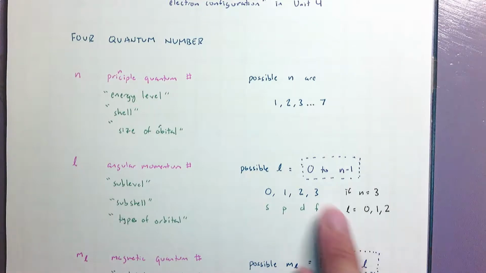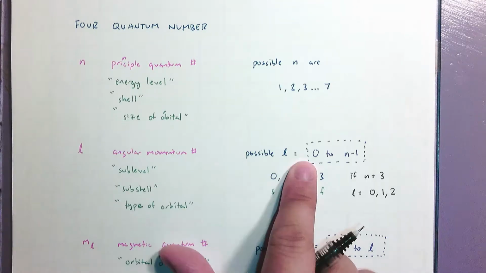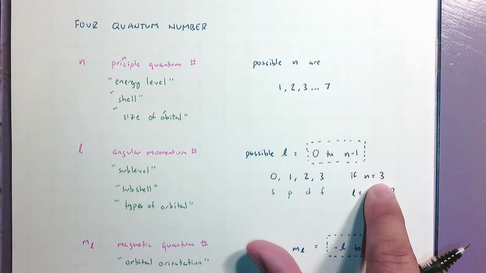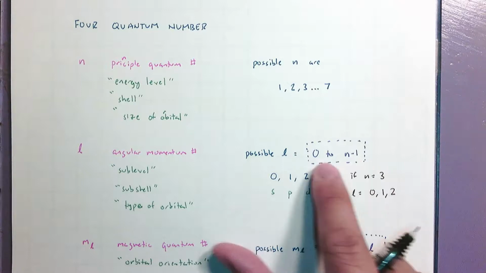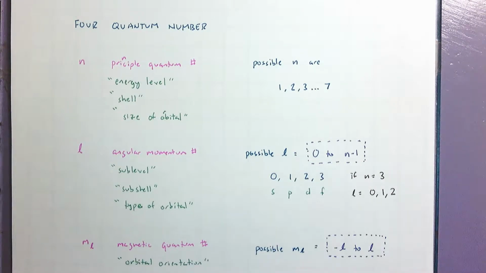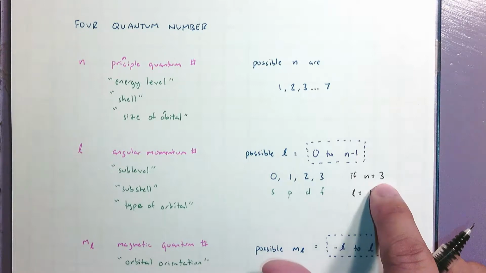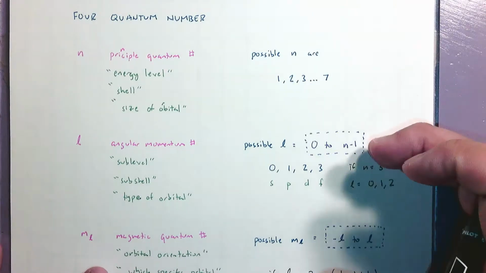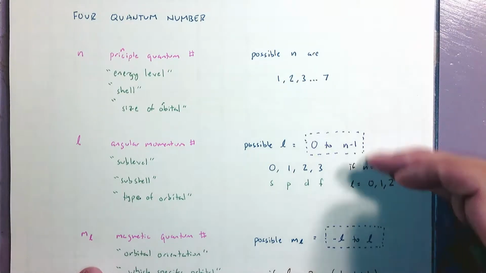That's where we get this equation. 0 all the way up to n minus 1. So n equals 3, so 3 minus 1 is 2. So L is the integers 0, 1, and 2 if n equals 3. It's a little bit tricky. This is one way to learn it, to understand what is possible.